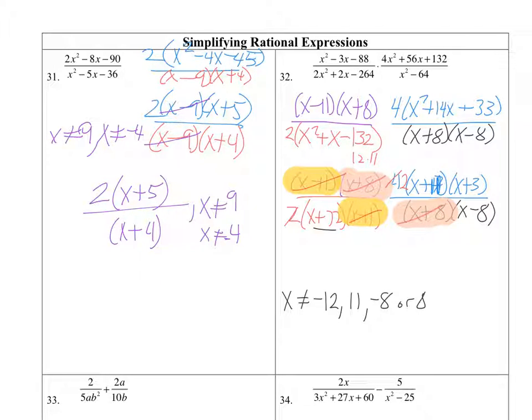So I'm going to have, aside from this domain restriction, 2 times the quantity of X plus 11 and X plus 3 over X plus 12 and X minus 8. A lot of work, but it's just factoring and reducing.